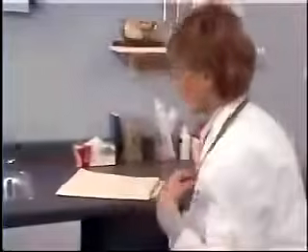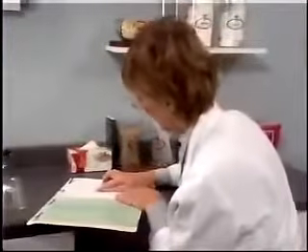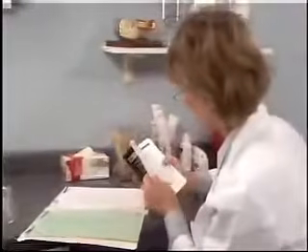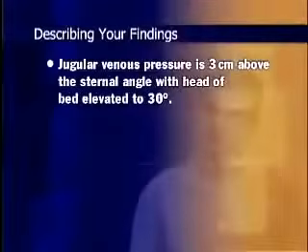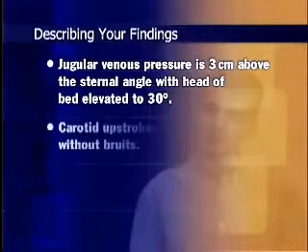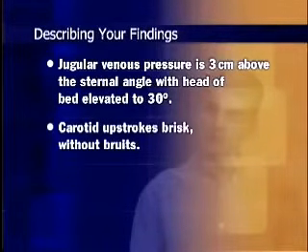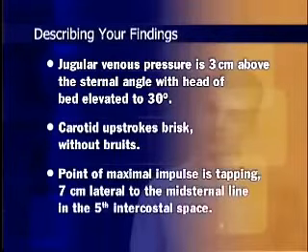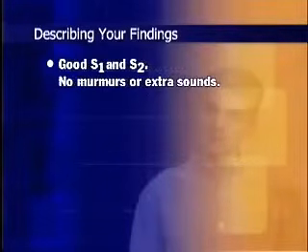A clear, well-organized clinical record, employing language that is neutral, professional, and succinct, is one of the most important adjuncts to patient care. For a healthy patient, your write-up might include language such as, the jugular venous pressure is 3 centimeters above the sternal angle, with the head of the bed elevated to 30 degrees. Carotid upstrokes are brisk, without bruits. The point of maximal impulse is tapping, 7 centimeters lateral to the mid-sternal line, in the 5th intercostal space. Good S1 and S2. No murmurs or extra sounds.